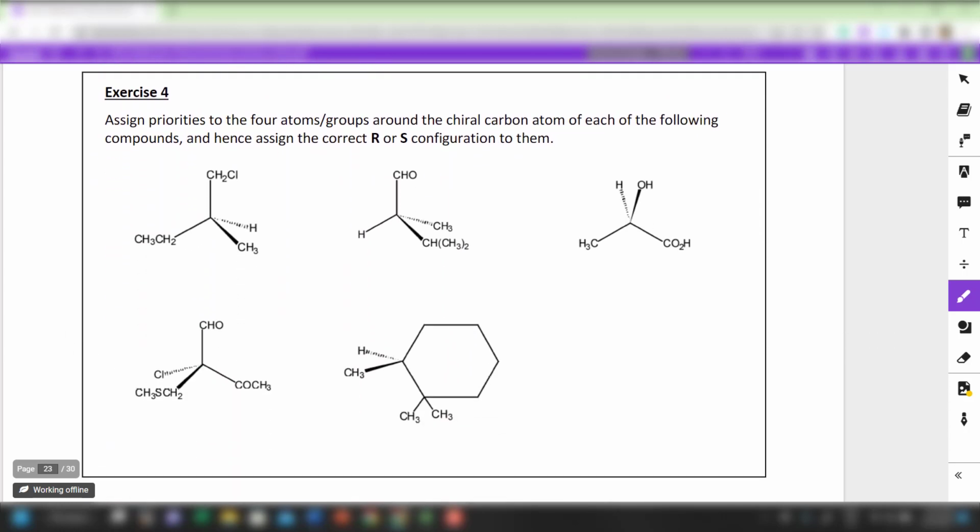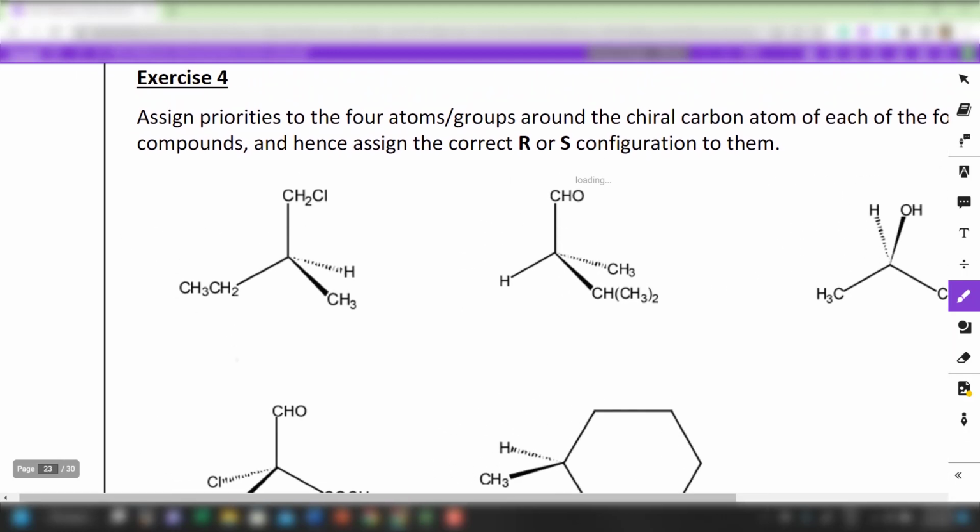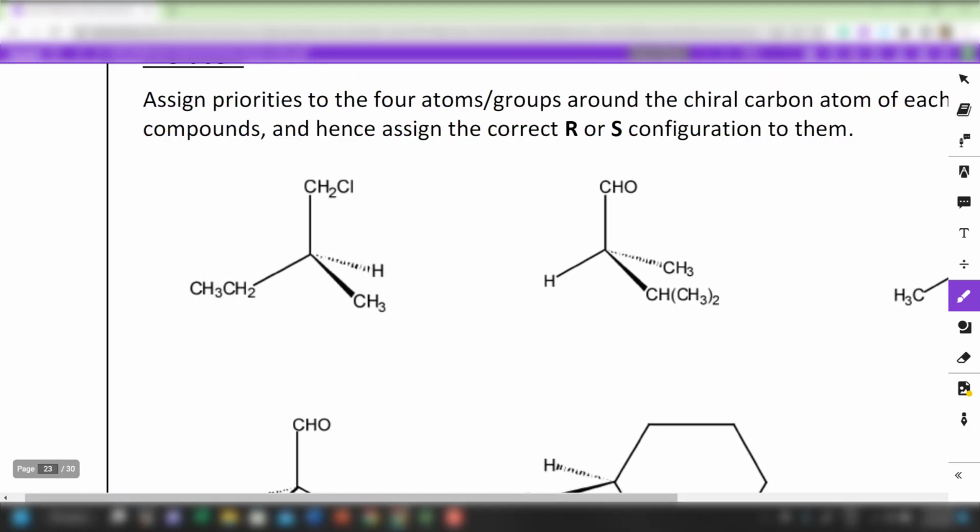So right now we have exercise 4. In exercise 4, we are supposed to assign priorities to the 4 atoms, or the groups around the central carbon, the chiral carbon, and then we're going to assign the chiral center to be R or S. So what we're going to do is we'll just do them one by one. For this particular molecule, I'm going to change to green.